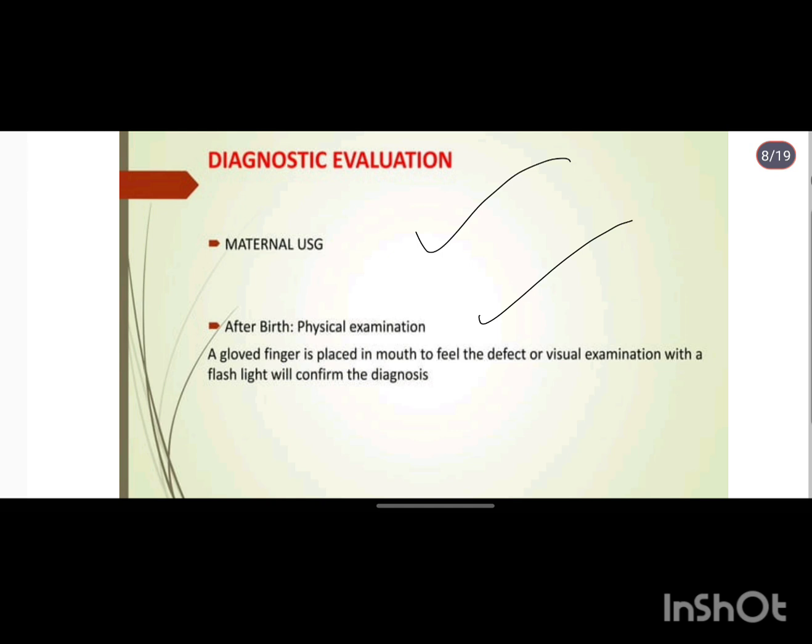Sometimes when the cleft palate is incomplete, not involving both the palates and the lip, it is difficult to identify from the outside appearance. So what we should do is put a gloved finger inside the mouth to feel the defect, or visually examine the defect with a flashlight to confirm the diagnosis.